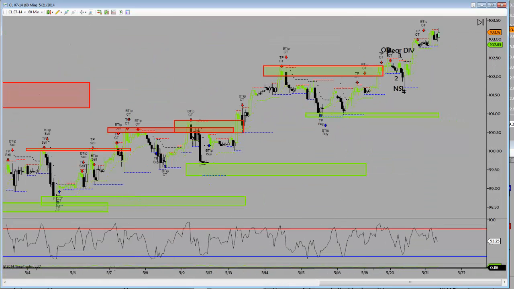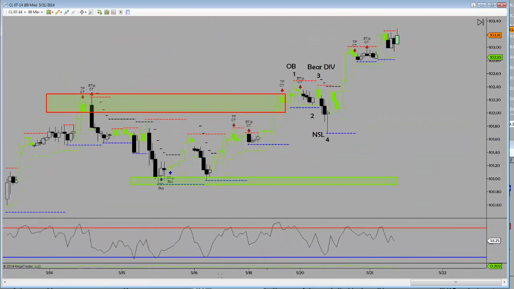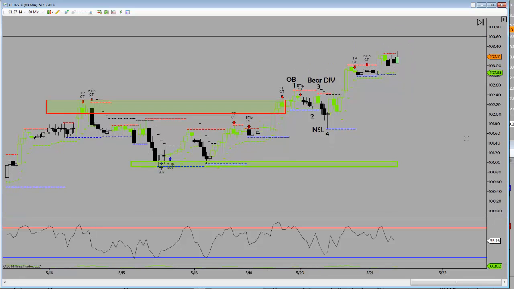We'll expand the chart right here. And now we're in more of a directional play until we rally to that level or we see a new qualified signal.